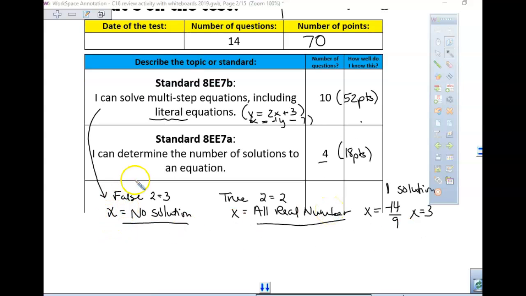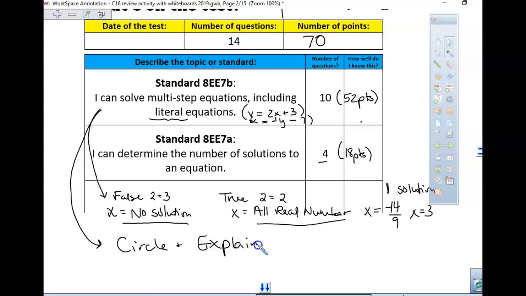The next thing that I'm going to do in these 10 questions, one of them is going to say, circle and explain the mistake. We're going to look at some like this today. Circle and explain the mistake. And I'll talk about that in just a minute. So those kind of go with that first standard. I'll show you some that we're going to look at in just a minute.